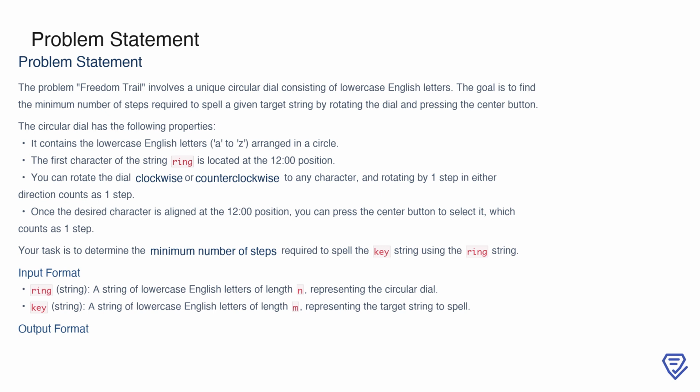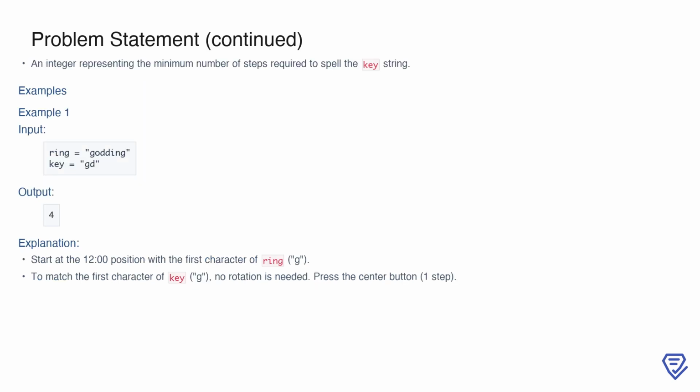The starting position of the dial is such that the first character of the string ring is aligned at the 12 o'clock position. The challenge is to navigate this circular dial efficiently to spell out the target string while minimizing the total number of steps required. The solution to this problem involves calculating the total steps needed to align the desired characters of the target string.